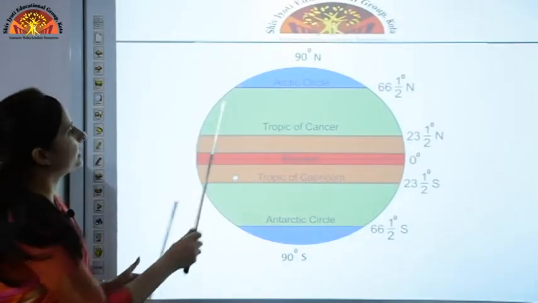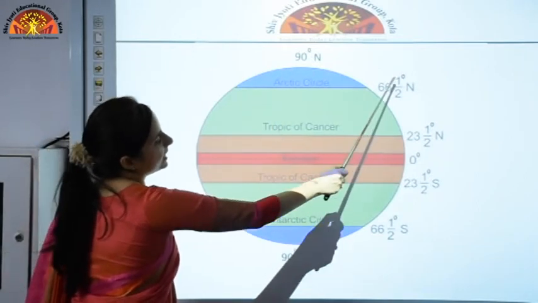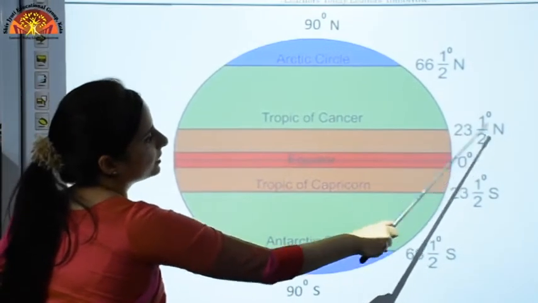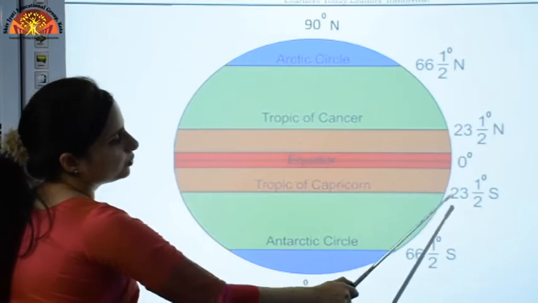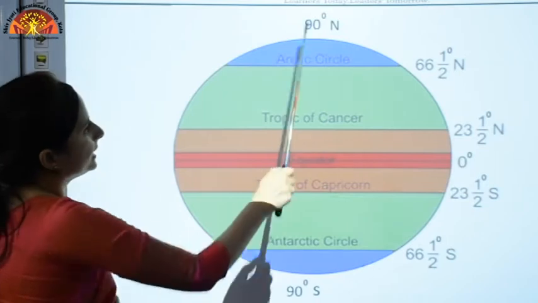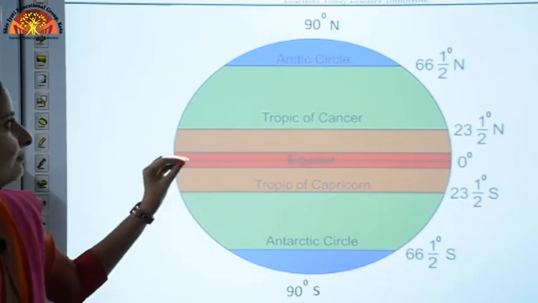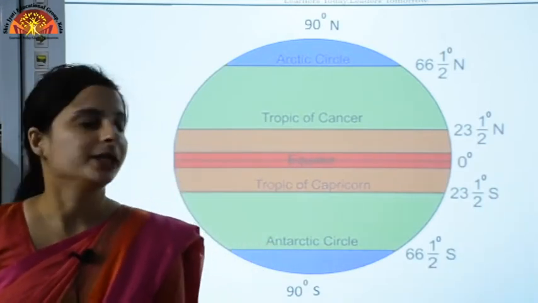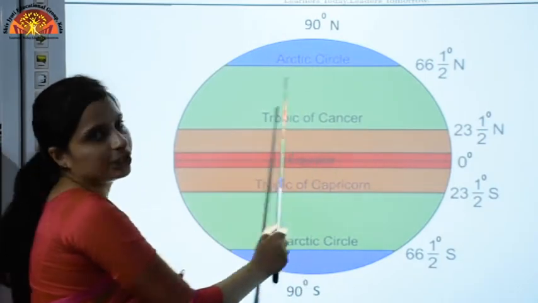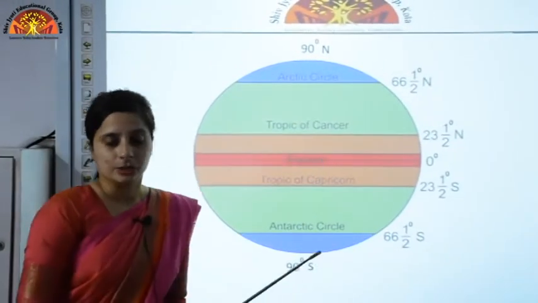Now discussing the diagram, the important latitudes. First, the Arctic Circle, which is marked at 66.5 degrees north, the Tropic of Cancer, which is marked at 23.5 degrees north, the Tropic of Capricorn at 23.5 degrees south, and the Antarctic Circle at 66.5 degrees south, and here you have 90 degrees north and 90 degrees south. Children, please have a look at this diagram very carefully and learn the markings, learn the latitudes of each and every important latitude. You should know the marking of the latitude.